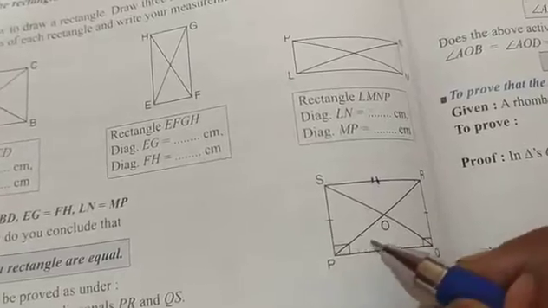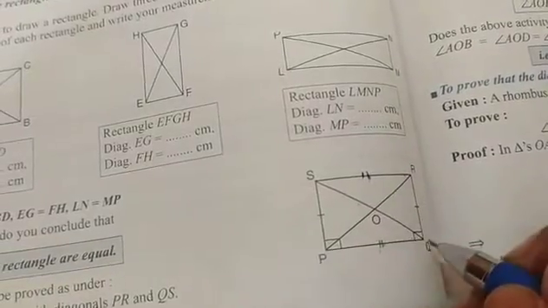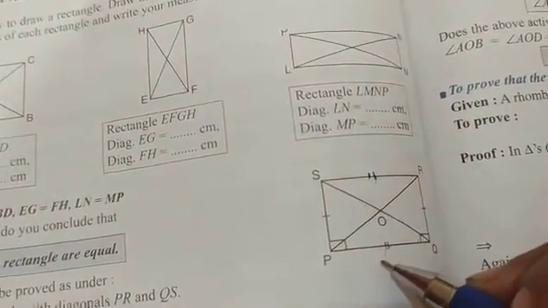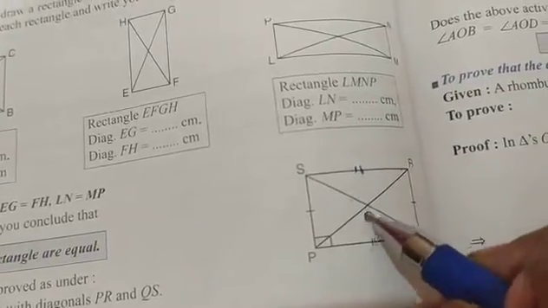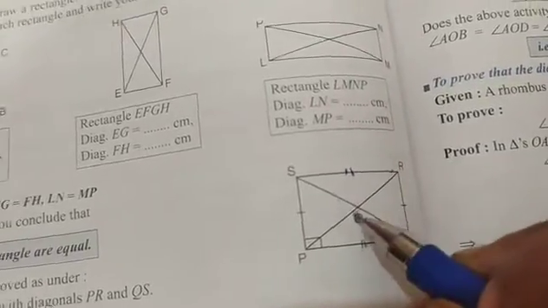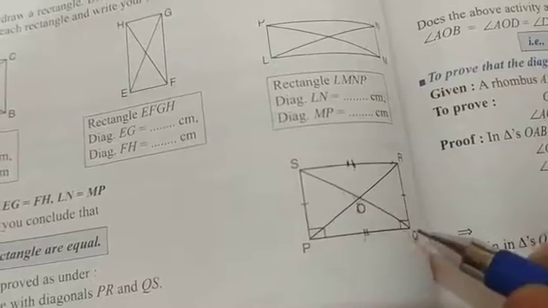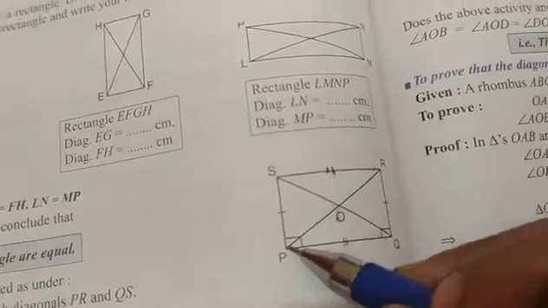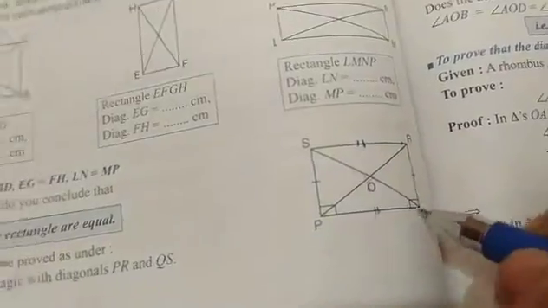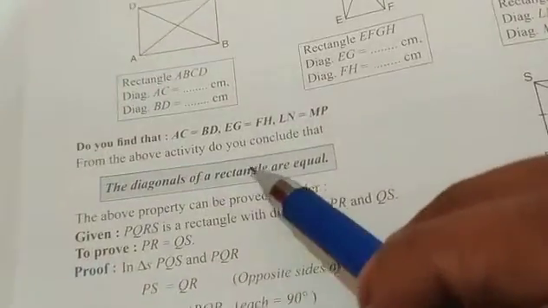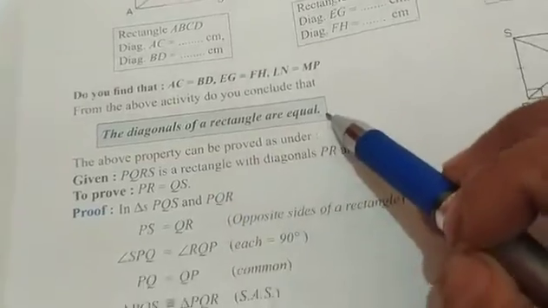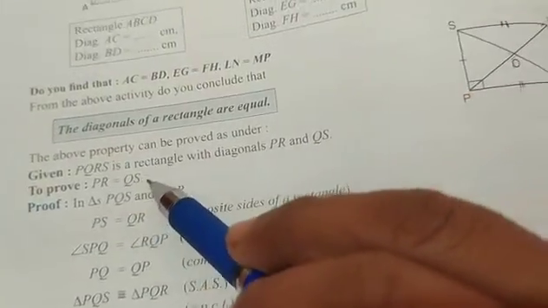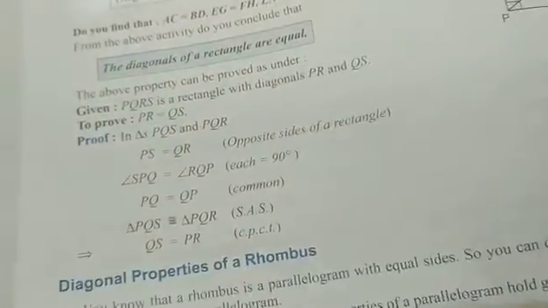Next property, diagonals. See, these are two diagonals. Diagonals bisect each other. That means OP is equal to OR, OS is equal to OQ. And also the diagonals of rectangle are equal. PR is equal to QS. See, diagonals of rectangle are equal means PR is equal to QS. This is the first property.